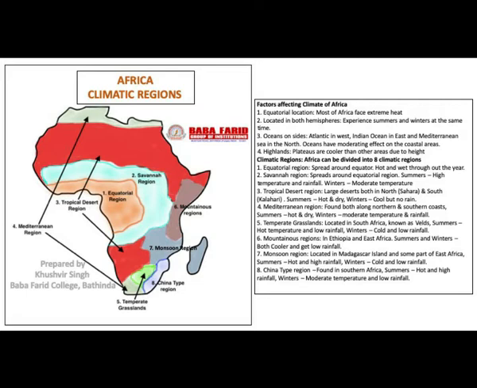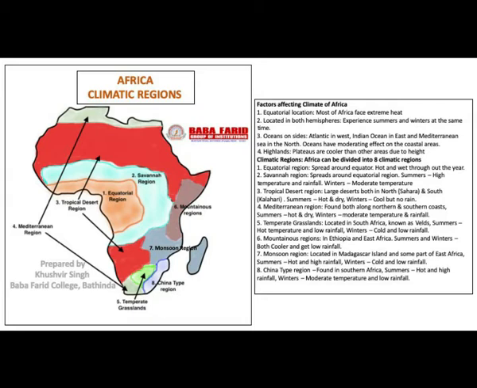For instance, due to the equatorial location of the continent, most of Africa faces extreme heat throughout the year. Moreover, as Africa is situated in both northern and southern hemispheres, consequently it experiences summers and winters at the same time of the year. Moreover, the oceans which surround this continent also have a moderating effect over the climatic conditions of Africa, especially in the coastal regions. For the record, the Atlantic Ocean is situated to the west, the Indian Ocean is located to its east, and the Mediterranean Sea is located to the north of Africa.